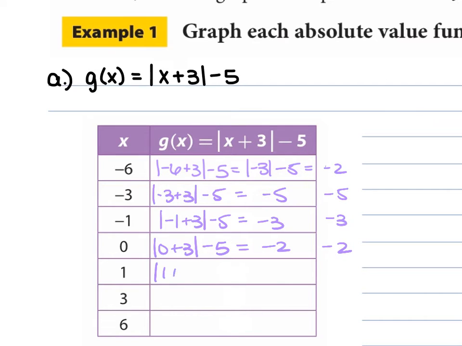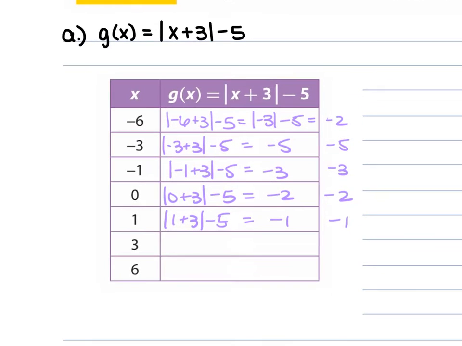The absolute value of 1 plus 3 is the absolute value of 4. 4 minus 5 is negative 1. The absolute value of 3 plus 3 is the absolute value of 6. 6 minus 5 is 1. And the absolute value of 6 plus 3 is the absolute value of 9, which is 9. 9 minus 5 is 4.